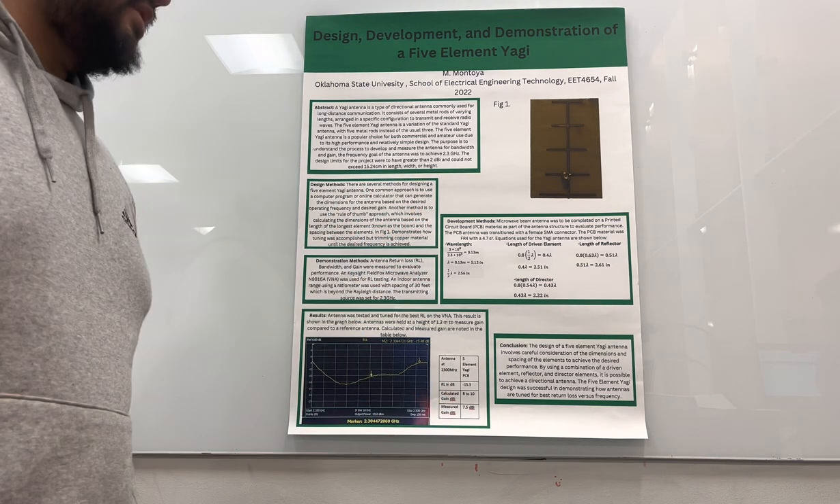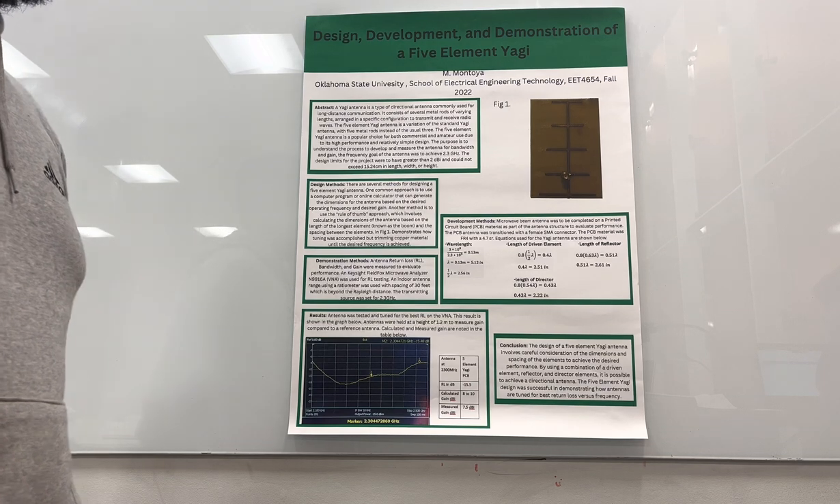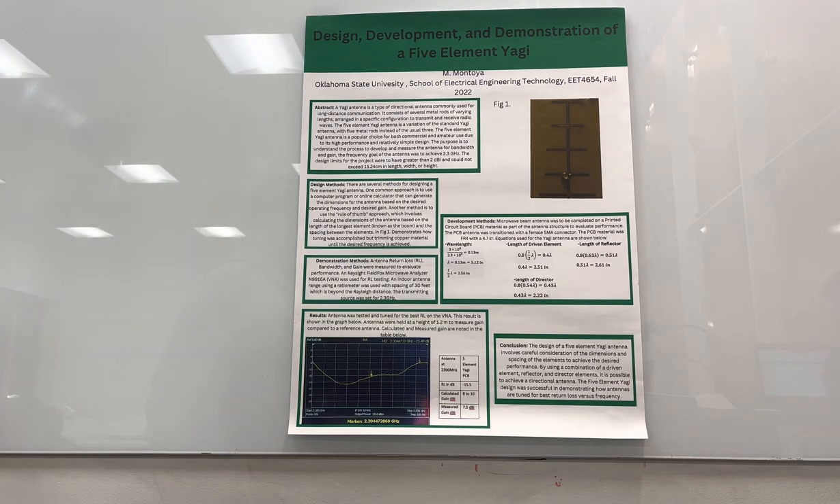In conclusion, the design of a 5-element Yagi antenna involves careful consideration of the dimensions and spacing of the elements to achieve the desired performance. By using a combination of a driven element, reflector, and director elements, it is possible to achieve a directional antenna. The 5-element Yagi design was successful in demonstrating how antennas are tuned for the best return loss versus frequency.